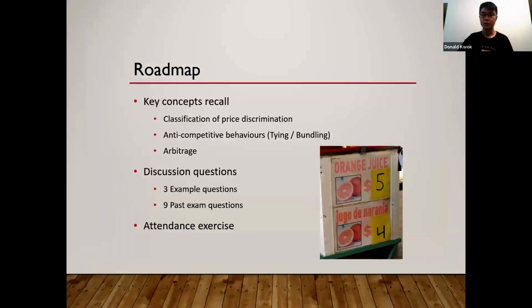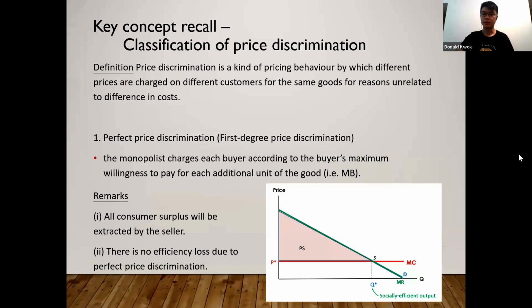As usual, we'll start with the review part, and I will go through the meaning and some types of price discrimination, as well as the anti-competitive behaviors of tying and bundling. And finally, we'll also review the concept of arbitrage. So let's start with the definition of price discrimination first. Price discrimination is a kind of price behavior by which different prices are charged on different customers for the same goods for reasons unrelated to differences in cost.